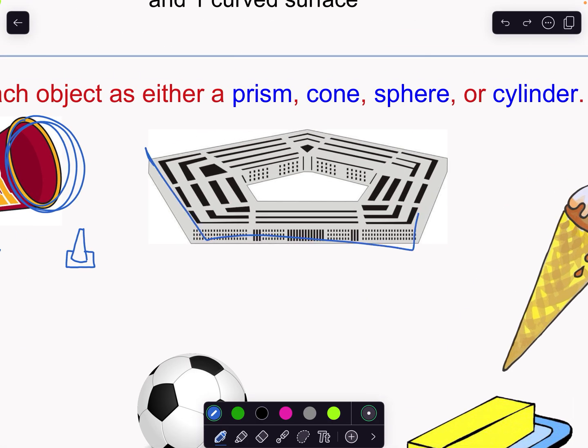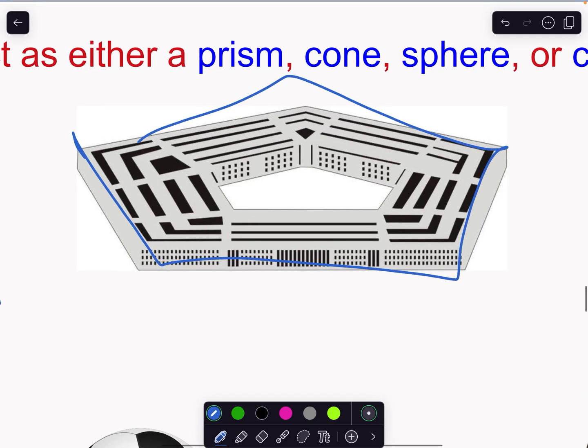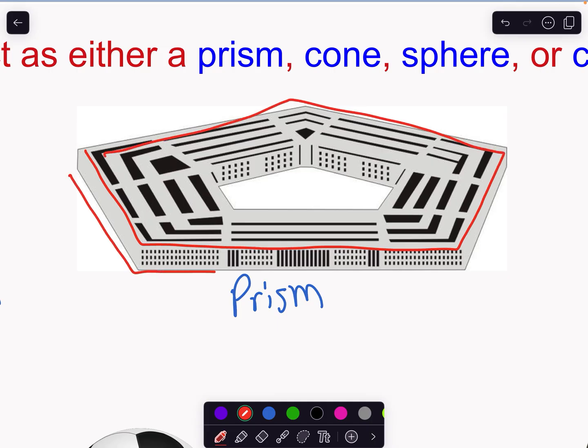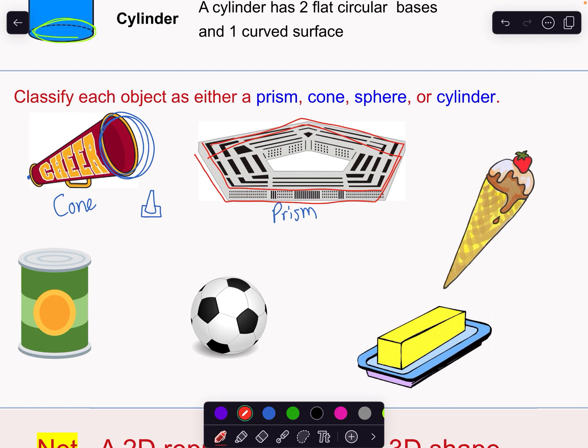This building is called the Pentagon. That's the name of it. So this pentagon is a prism. Specifically, it's a pentagonal prism because you've got a pentagon along the top of the building, okay? And you have a pentagon along the bottom of the building. It creates like a shallow prism.